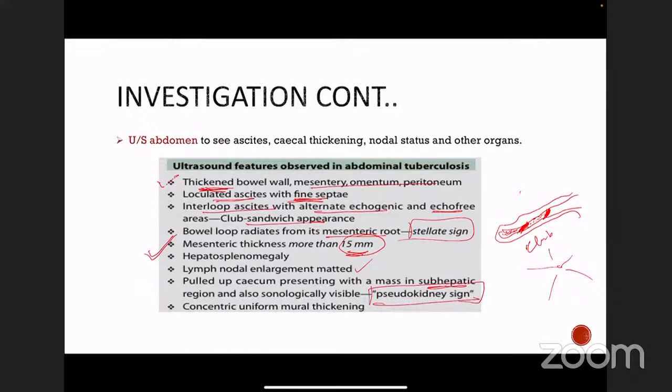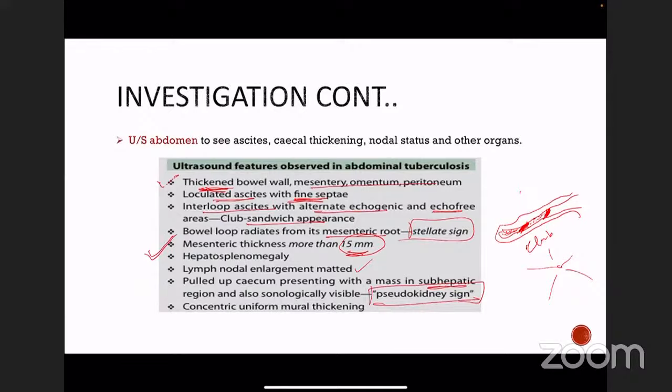These things, if you see them, you will get to know and easily remember, rather than mugging up. So once you understand, just accompany the patient to the radiological department and see it with your own eyes. Right? And another is concentric uniform mural thickening, which will also be seen. So everything will get thickened up, or it will get pulled up, and that will make different signs. That is all you have to remember in this.